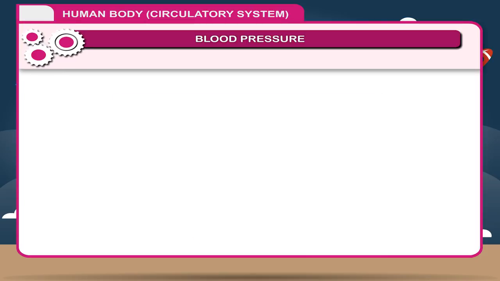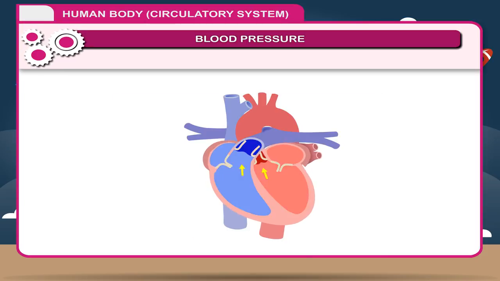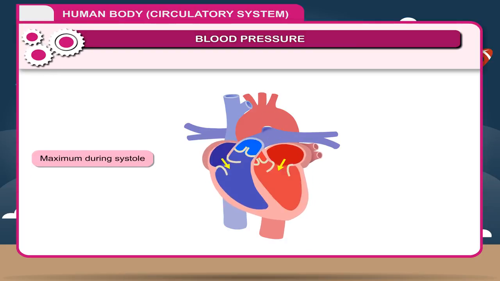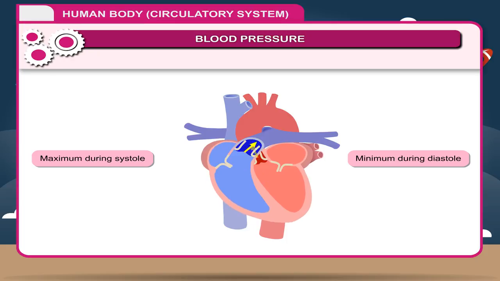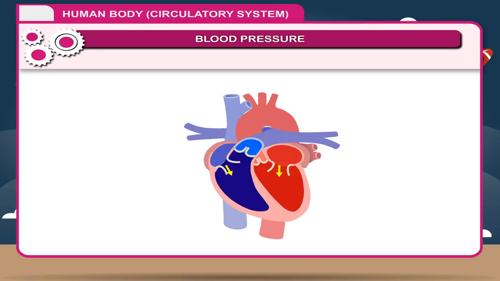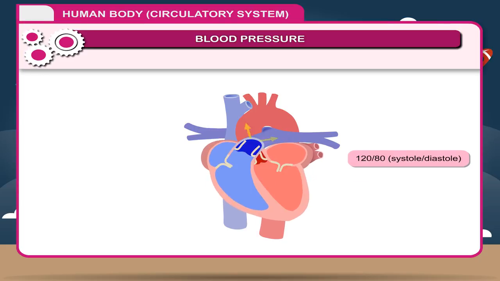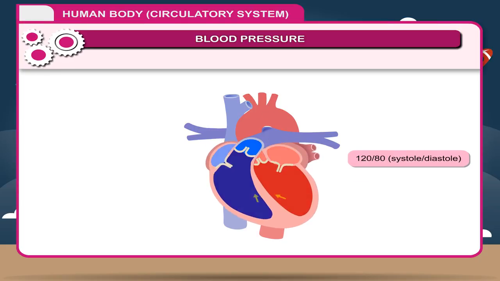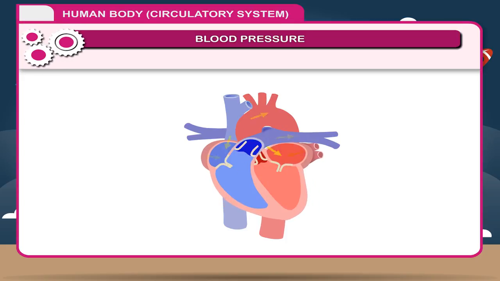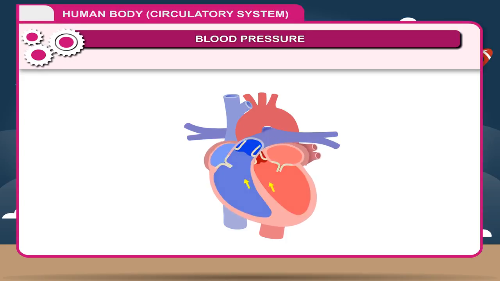sphygmomanometer. During a single cardiac cycle or heartbeat, the blood pressure reaches maximum during systole and minimum during diastole. The blood pressure of a normal healthy person is 120/80 systole-diastole. Very high and very low blood pressure is supposed to be dangerous.